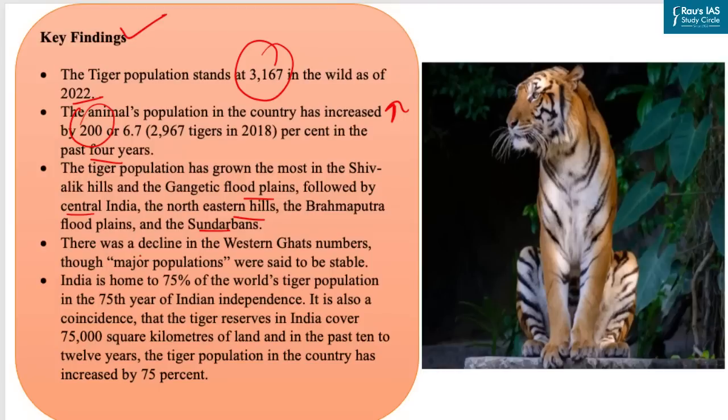Next key finding is that there was a decline in the Western Ghats number, though major populations were said to be stable. Also, you should know that India is home to 75% of the world's tiger population in the 75th year of Indian independence. It is also a coincidence that the tiger reserves in India cover 75,000 square kilometers of land, and in the past 10 to 12 years, the tiger population in the country increased by 75%.